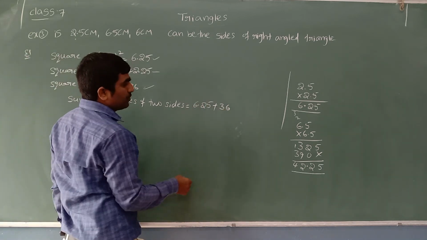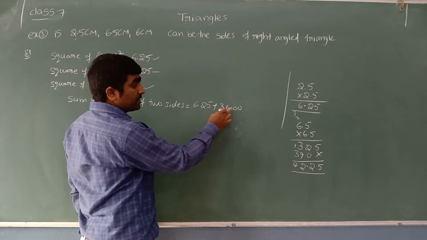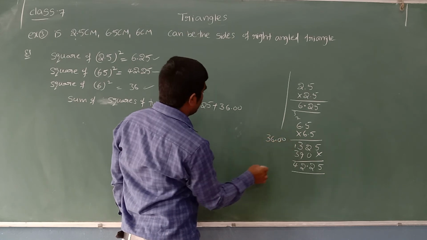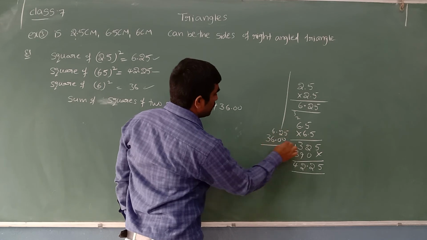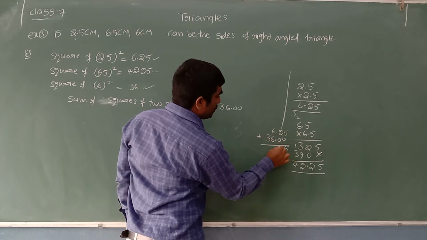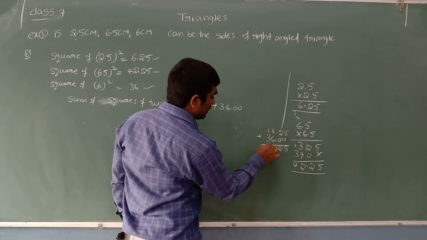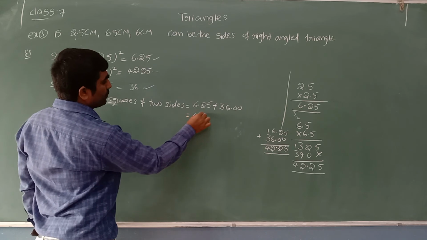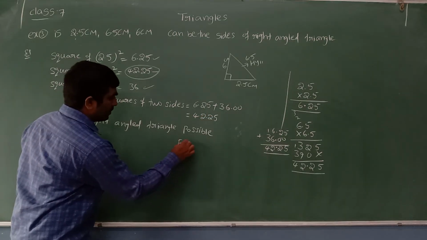36 plus 6.25. There is no decimal point in 36, so we can keep two decimal places and write 36.00. Here we write 6.25. Do the addition: 5, then 2 plus 6 is 12, 2 and 1 carry, then 1 plus 3 is 4. I got 42.25, which is equal to 42.25.